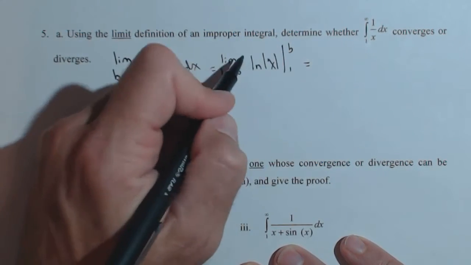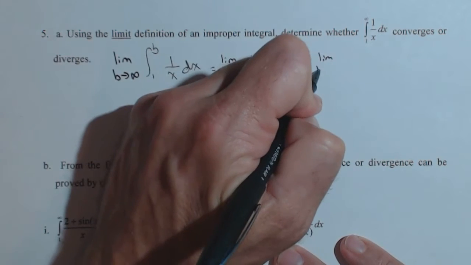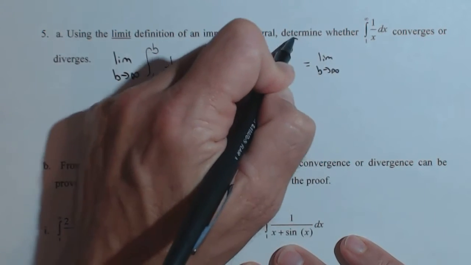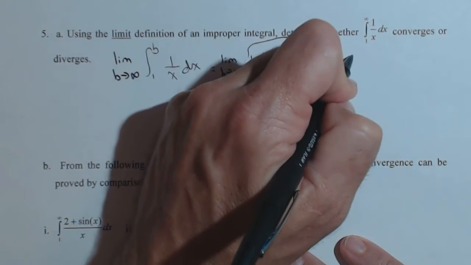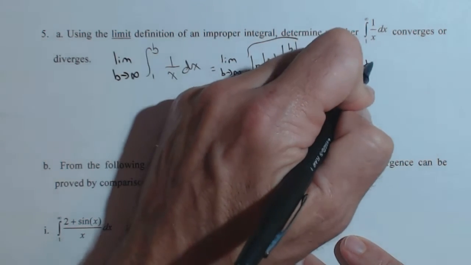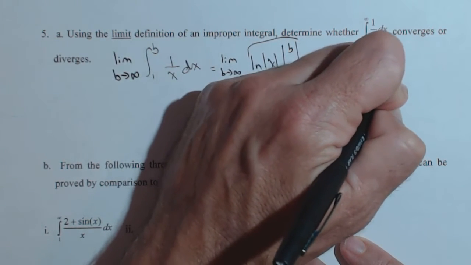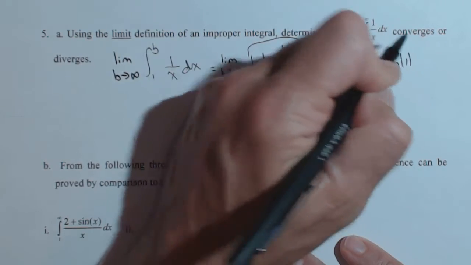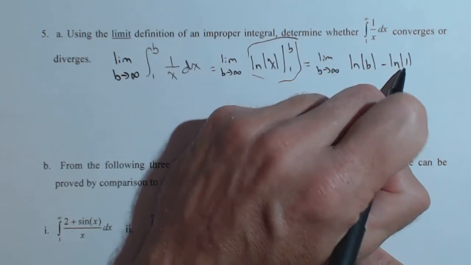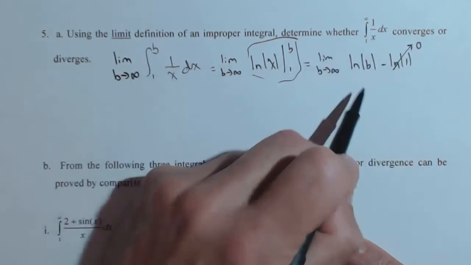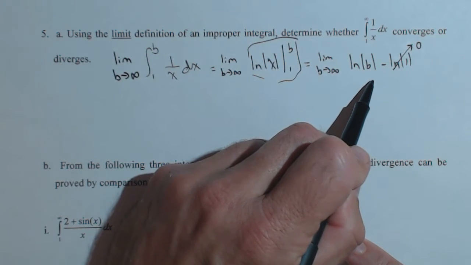Now we're still just focusing on this part. We'll take the limit here in a second. So the limit as b goes to infinity. Now just focusing on here, we're going to get the natural log of the absolute value of b minus the natural log of the absolute value of 1. And the natural log of the absolute value of 1 just goes to 0. So here's what we have to calculate.